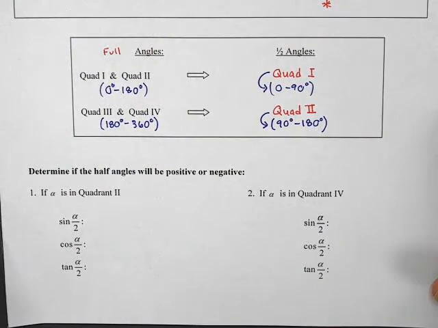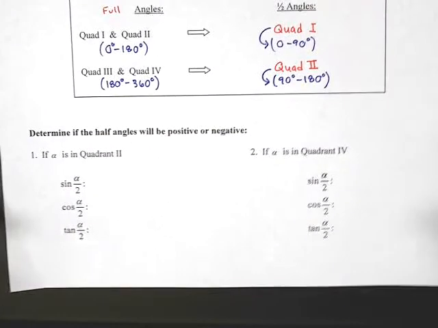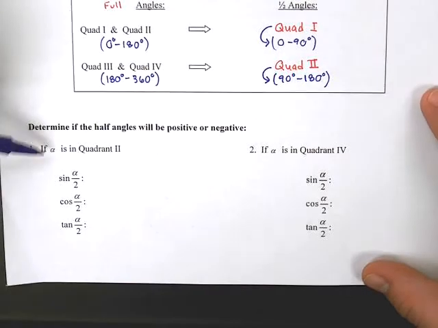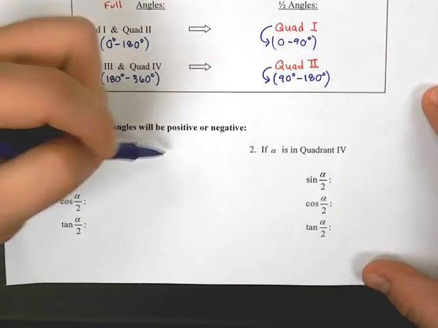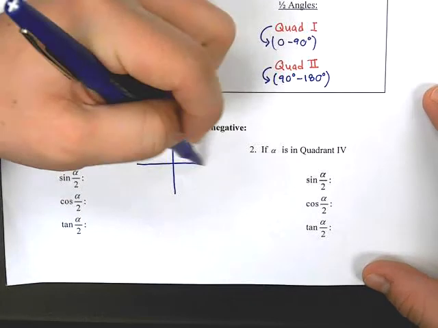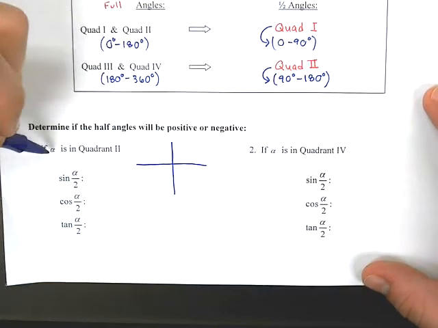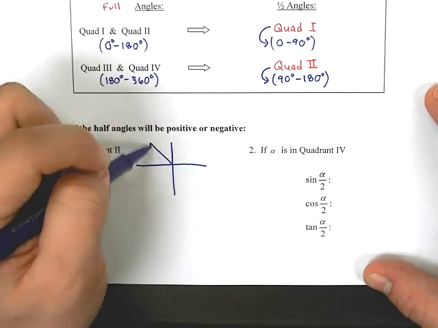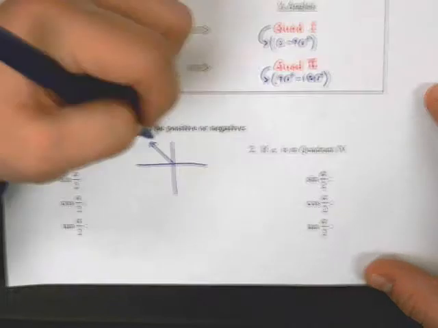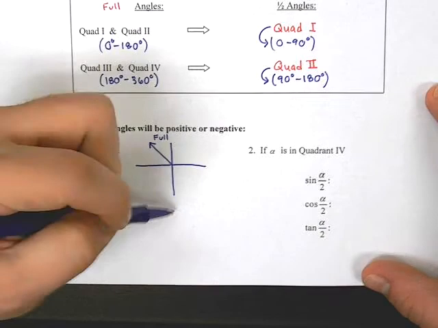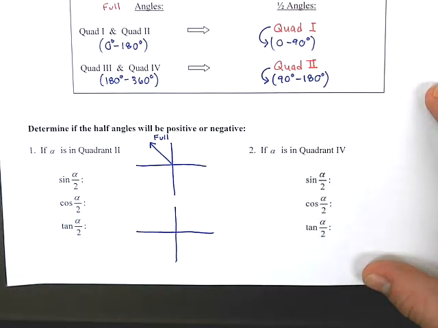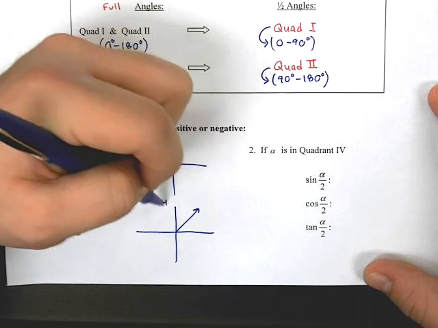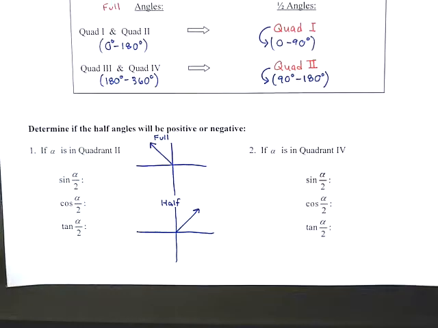So this should be our final little section of prep work that we need before we move on and try some of these problems. If we have alpha that's in quadrant 2, and if I give you alpha, that means that's the full angle. So my full angle is somewhere in quadrant 2, which means my half is somewhere in quadrant 1. I'm not exactly sure where, but I know that my half will be somewhere in quadrant 1.